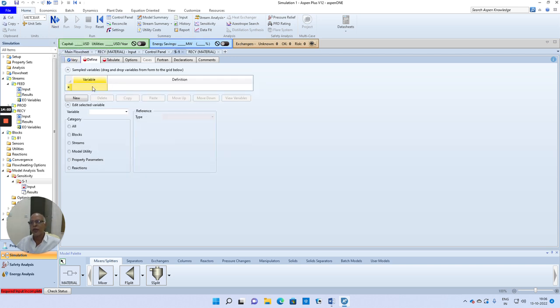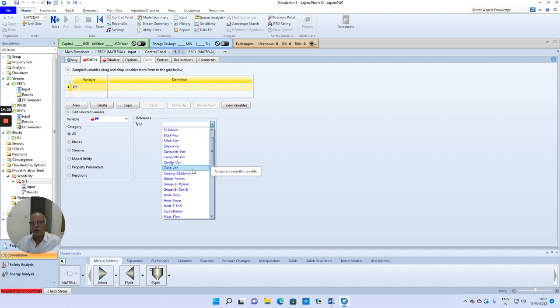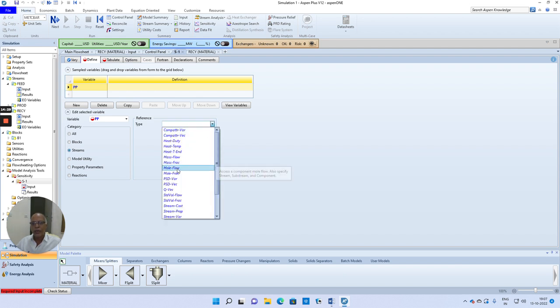Now what is the defined variable you are looking at? You can name it in your own way according to your convenience. Let me call it something like PP, product purity. You can give any name of your choice. Now this is also a stream variable, because we are looking at composition. See, remember there are some variables, sorry, let me click on stream variable. So here you can see mole fraction directly, and similarly mole flow also is available here.